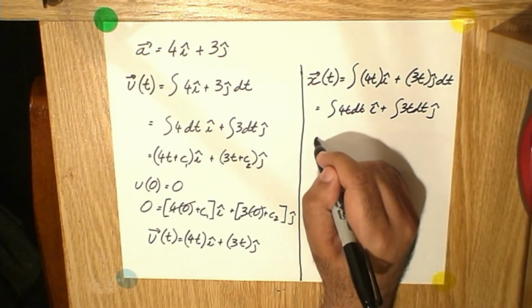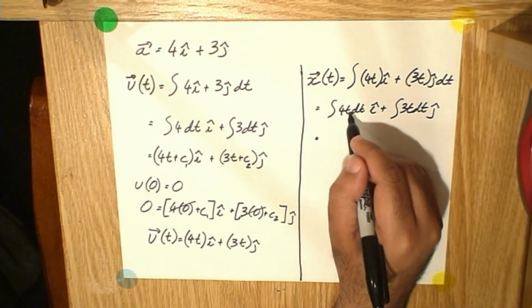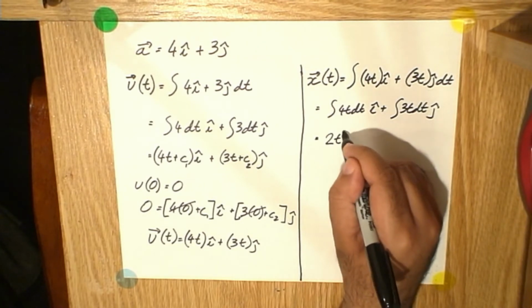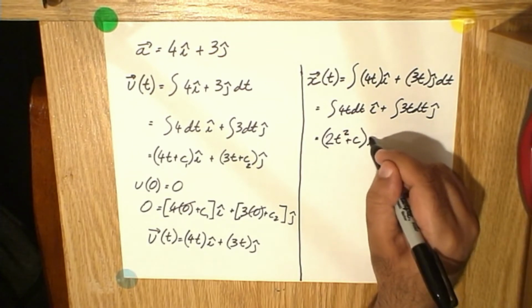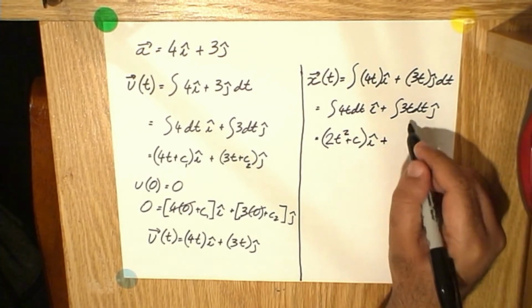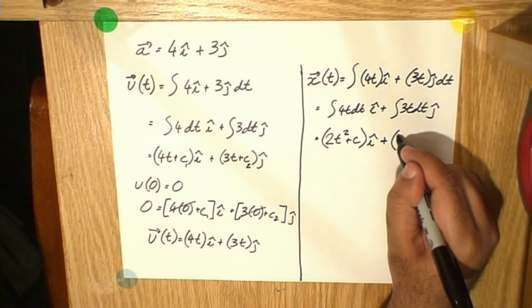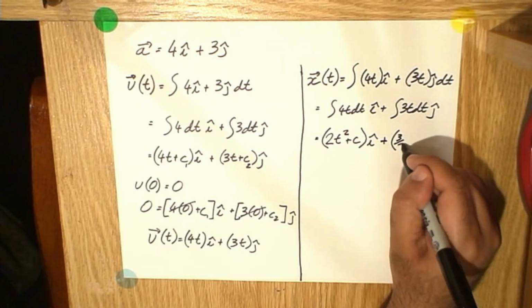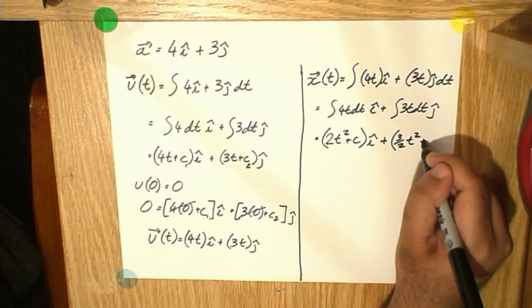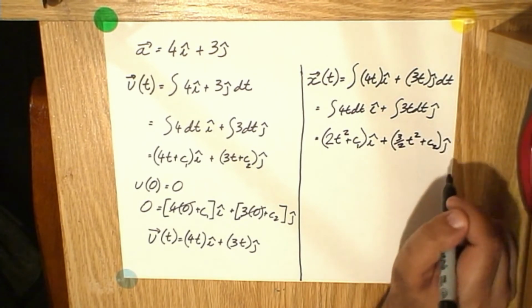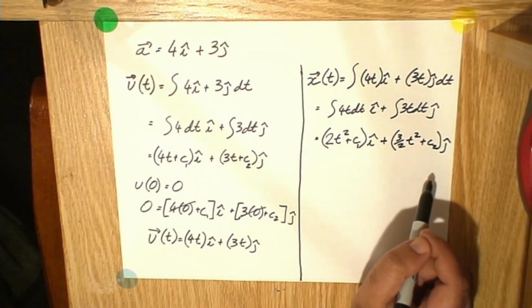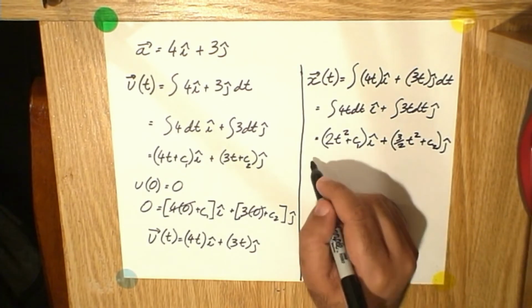So, this is now going to become integral of 4t, that's 2t squared, plus c. And integral of 3t is going to be 1.5 or 3 over 2 t squared plus c. Let's call this c1 and let's call this c2. Now we need to figure out what c1 and c2 are.